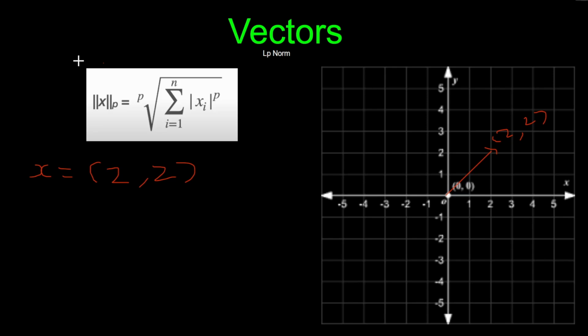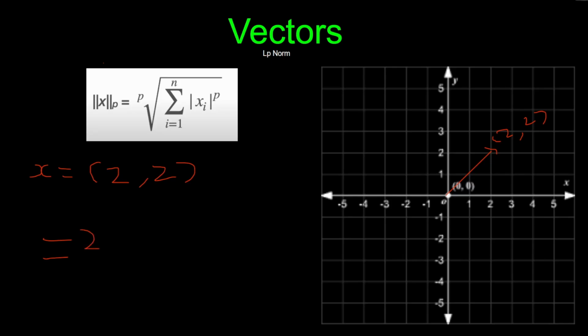Let's talk about LP norm. We've seen L1 and L2 norm. So this is a generalized LP form. This is the equation. So let's take the vector 2, 2, and in order to find the L2 norm, which is represented like this, we're going to put 2 here. So instead of P, we're going to put 2. That is the value of the norm which we're going to find.